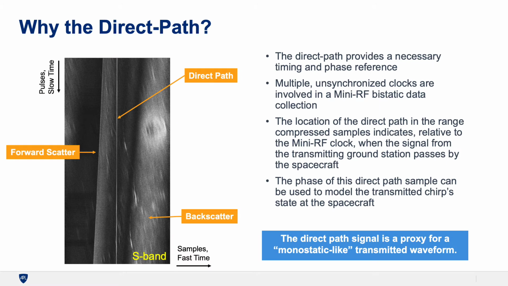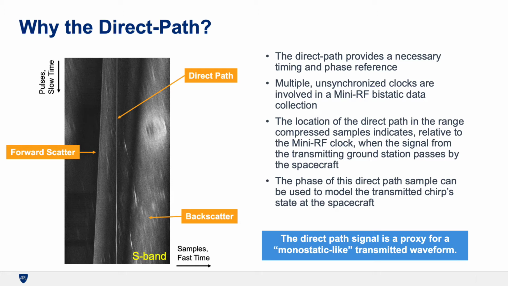So this figure on the left is an example of a waterfall plot. We see the three primary signals that show up as the direct path, forward scatter, and backscatter. Each row here represents a received pulse, and each column represents the radar's sample of that pulse.